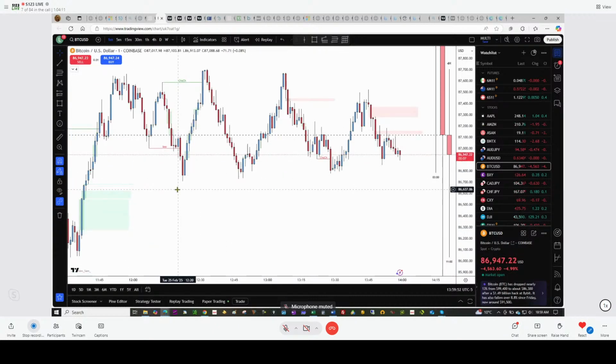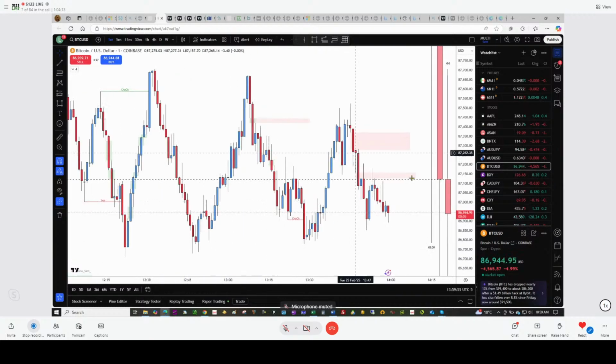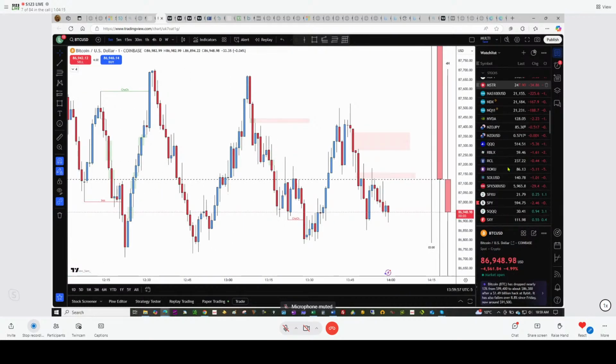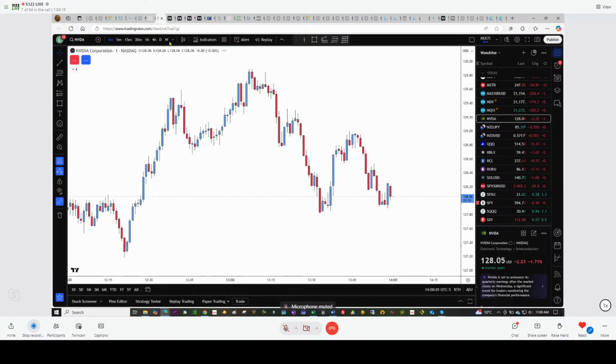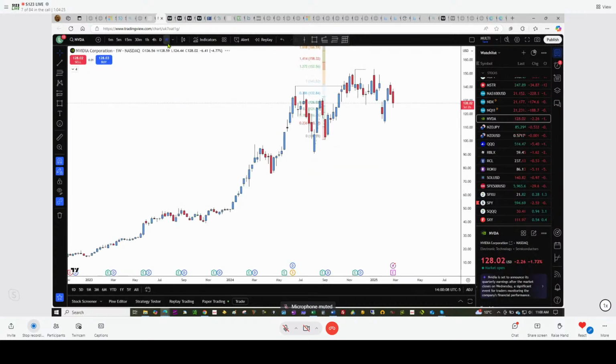Can you take a look at the NVIDIA? Sure. Okay, so here's NVIDIA.